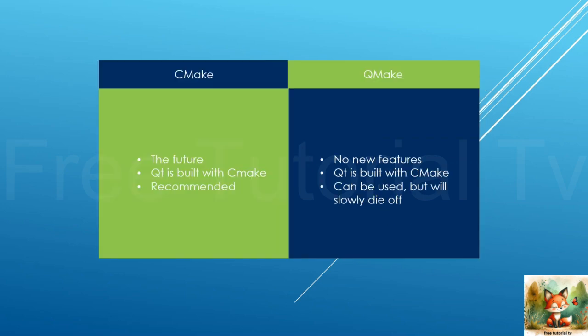Another thing you need to know is that there are two ways to really build your Qt project. You can either use CMake or QMake.